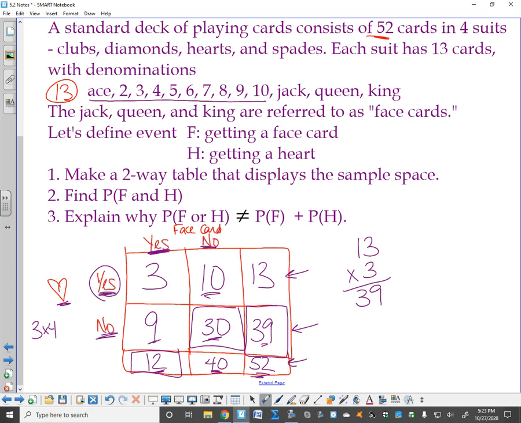It displays my sample space, all possible combinations of the 2 events. Okay, awesome.